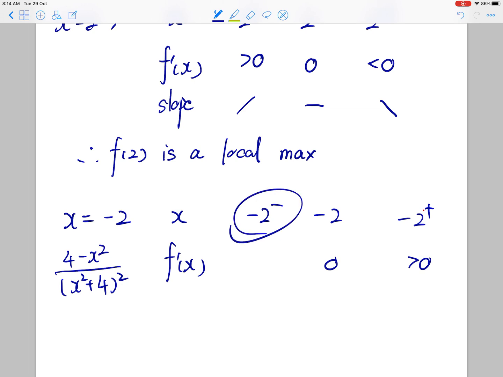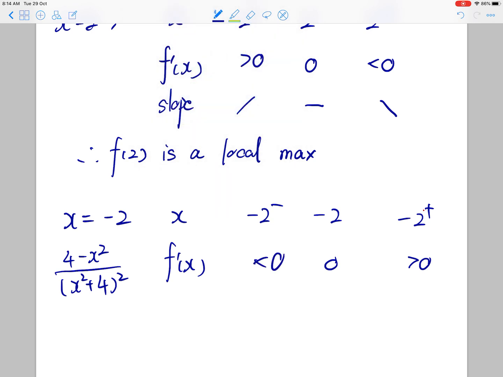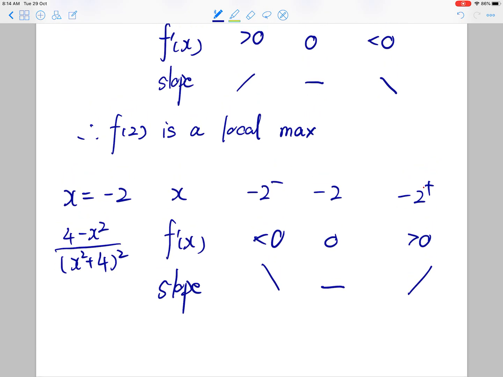When x is slightly smaller than negative 2, for example, x is negative 2.1, you sub in, it's going to be 4.21, so the numerator is going to be negative. The derivative is going to be negative. So for the slope, it doesn't change at point negative 2, and it's going to increase after negative 2. It is decreasing before negative 2, which means f(-2) is a local minimum.